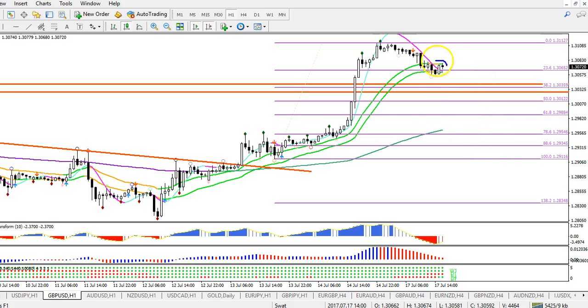And could price bounce right here? Perhaps. It's possible, and I'll keep an eye on that. But I think that for the moment, price will not break above this, and I think we will see kind of a bull flag chart pattern appear, and then a continuation.